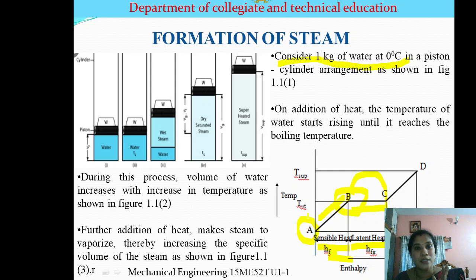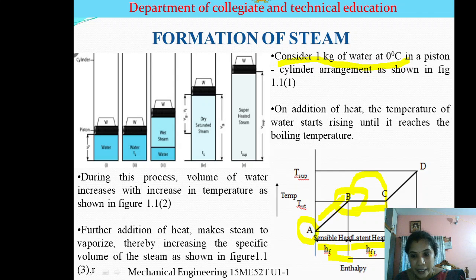The temperature remains constant, but there will be absorption of heat which is useful to convert the wet steam into a dry steam. So this latent heat is utilized to convert the wet steam into a dry steam. Hence it is called latent heat or hidden heat. We are not able to sense it. It is represented by HFG. Already I told you, H is for heat, F is for fluid, and G is for gas.